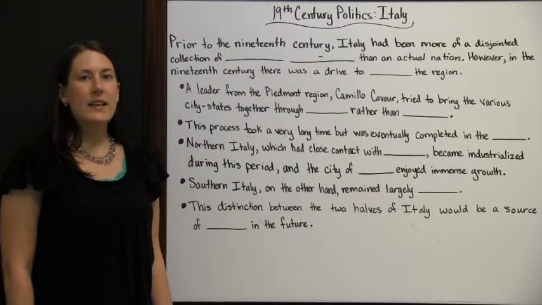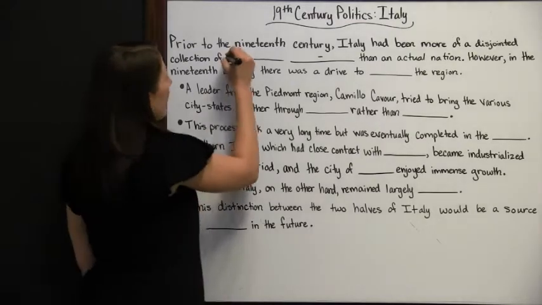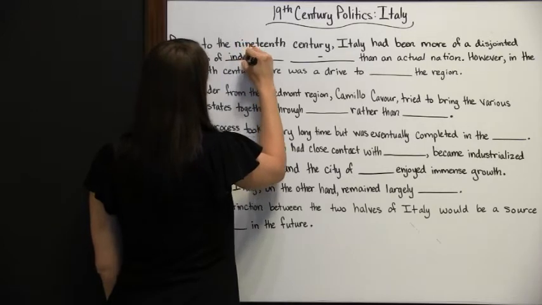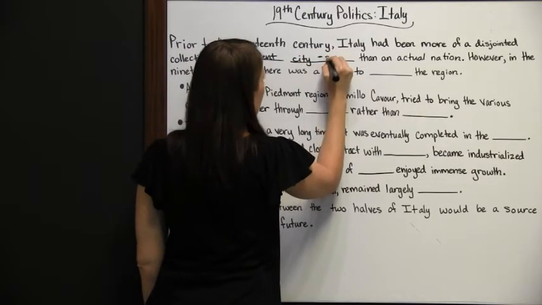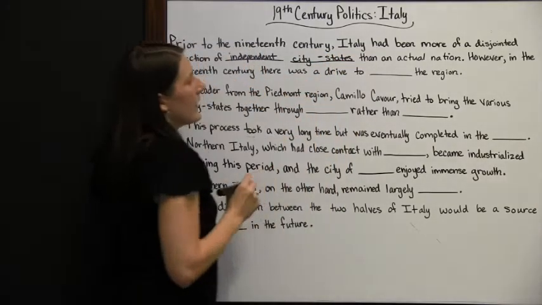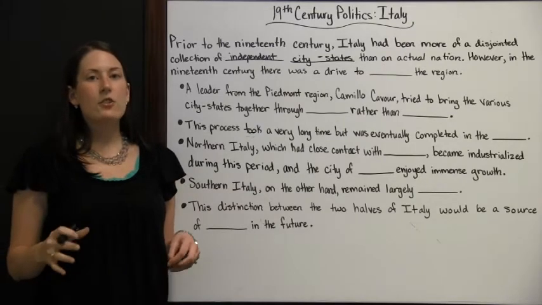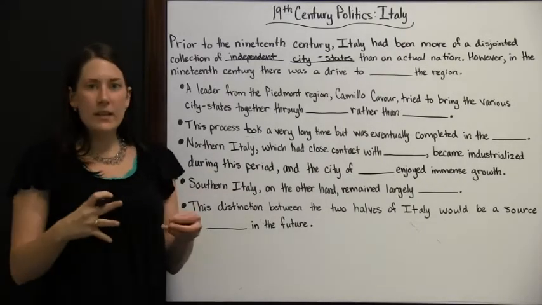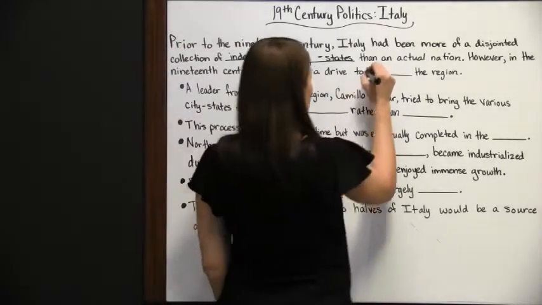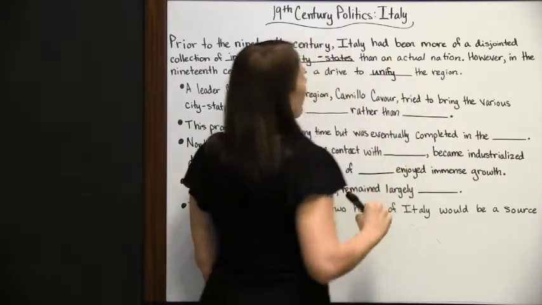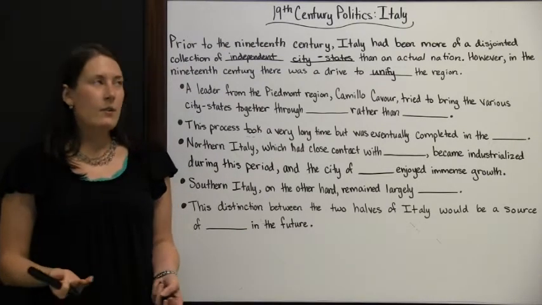19th century politics. Italy. Prior to the 19th century, Italy had been more of a disjointed collection of independent city-states than an actual nation. So Italy was made up of lots of smaller city-states that functioned largely independently instead of being one connected nation. However, in the 19th century, there was a drive to unify the region. So many people wanted to unite all of these independent city-states into one nation known as Italy.